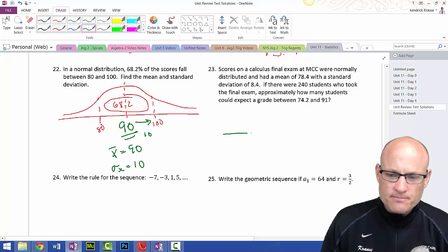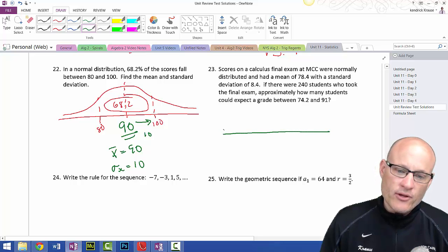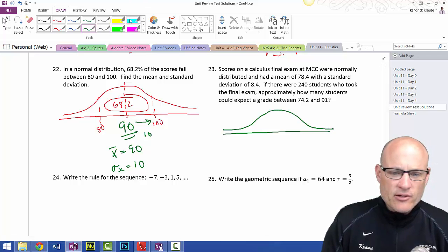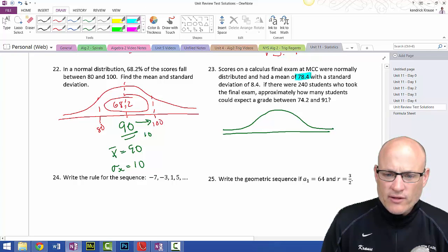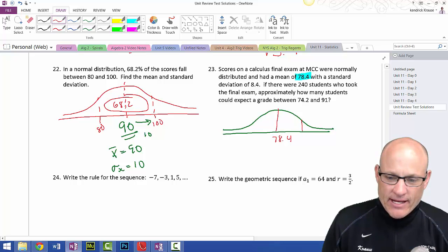Normally distributed. Here we go again. Wow. This sounds like it's a theme going on. Let's see what I got in this problem. Mean score of 78.4. Let me throw that in, with a standard deviation of 8.4. So I have to add 8.4 and subtract 8.4. Well, that one's easy. 70.